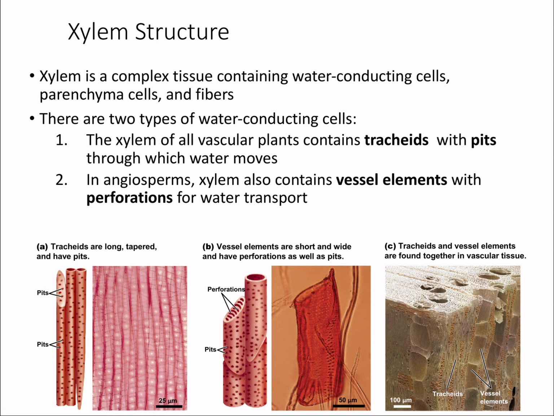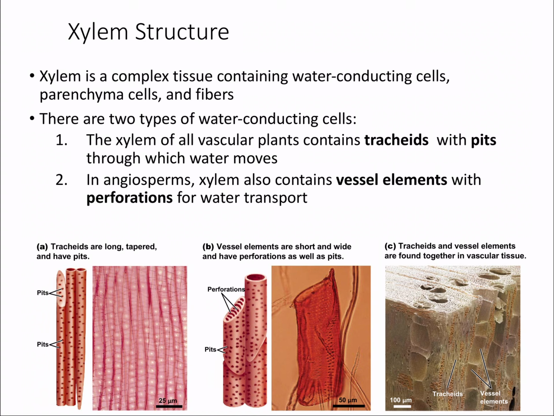Okay, so the xylem of all vascular plants contain these tracheids with pits, and through these pits is where the water is going to move. Right? Angiosperms, being more complex than other plant species, have vessel elements which have these perforations in the top, and these are going to also aid in water transport. Okay, so water is going to flow up these tracheids from the roots up into the shoots. And we'll talk about how that actually occurs in the next lecture.